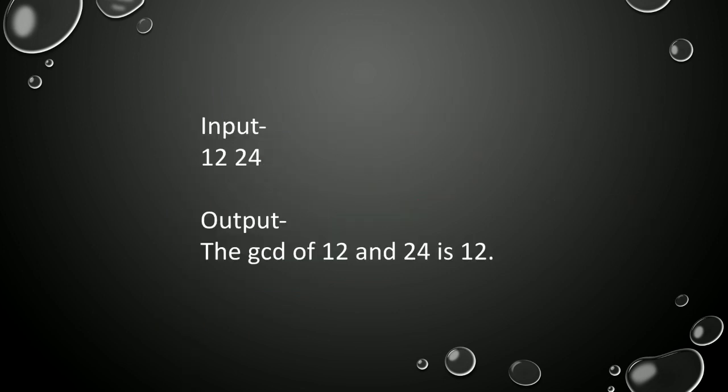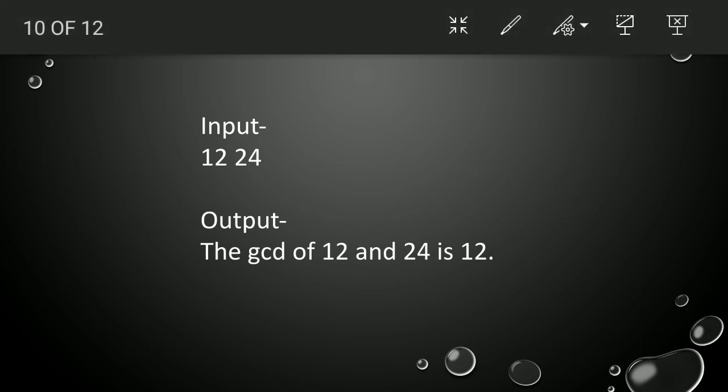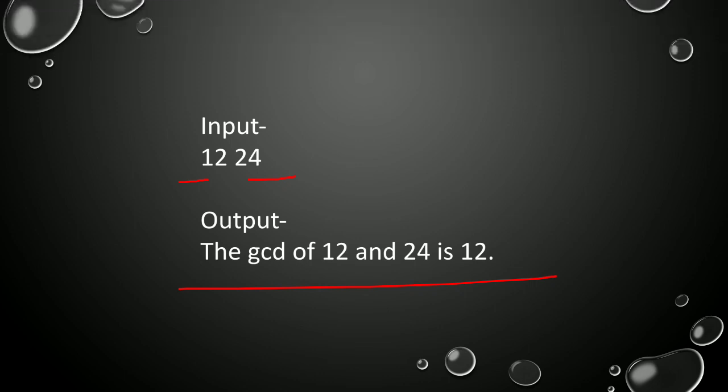This is a very easy question, the last question. We need to find the GCD of two numbers. In this question you can also be asked the GCD of 3 numbers or 4 numbers, but here you will find the GCD of two numbers. If the two given numbers are 12 and 24, the GCD of 12 and 24 is 12. I think everyone knows how to find the GCD of a number, so I'm not explaining that, and we will directly jump to the question.